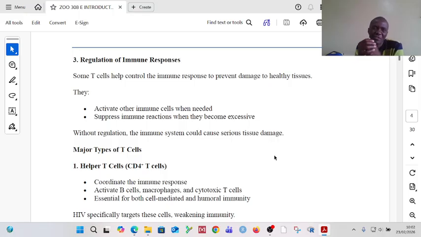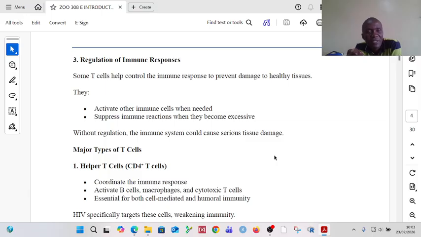So if this regulation is not done, then the immune system could end up leading to very serious tissue damages. Okay? So if you don't suppress the immune reaction when it is becoming excessive, ni kama unachoma ama unapika. Chakula ikifika mahali hivi lazima uzime moto, because usipozima hiyo moto itaunguisha chakula. But inafika mahali unaona hii moto haijatosha, unaongeza.